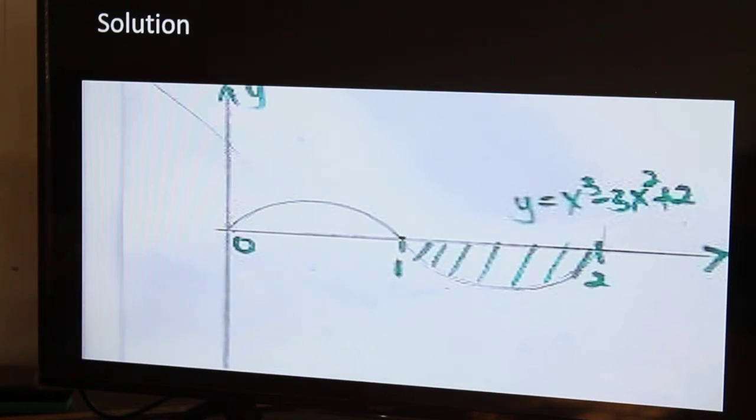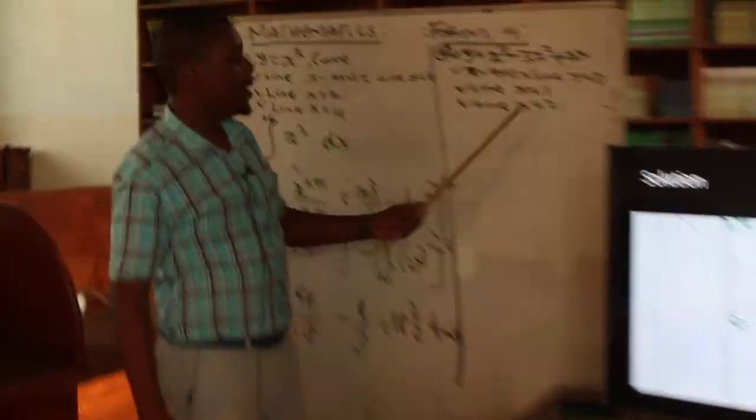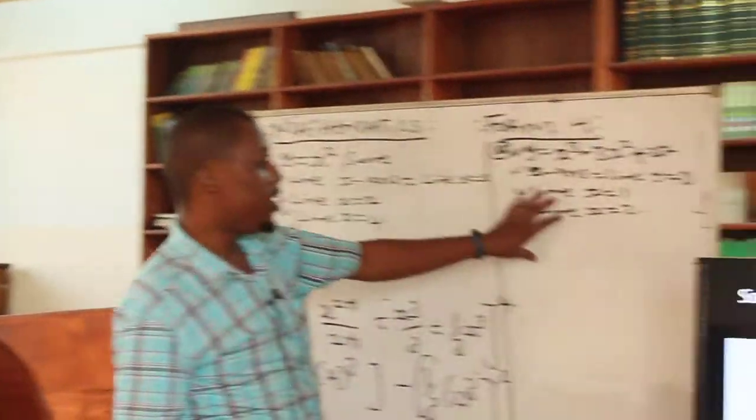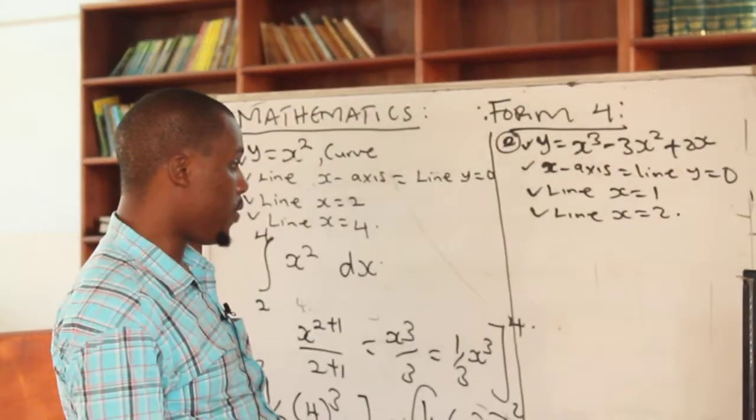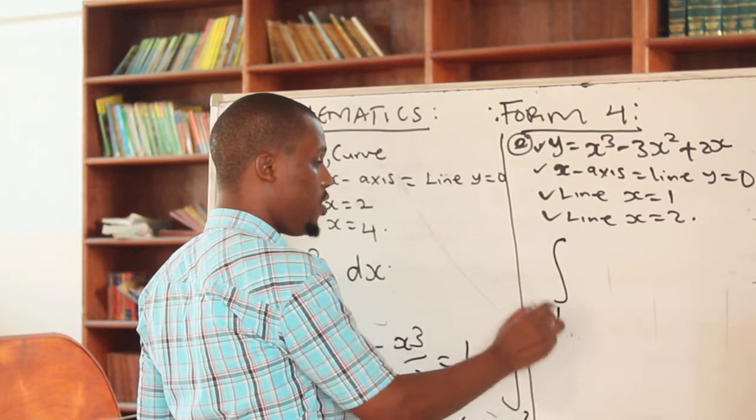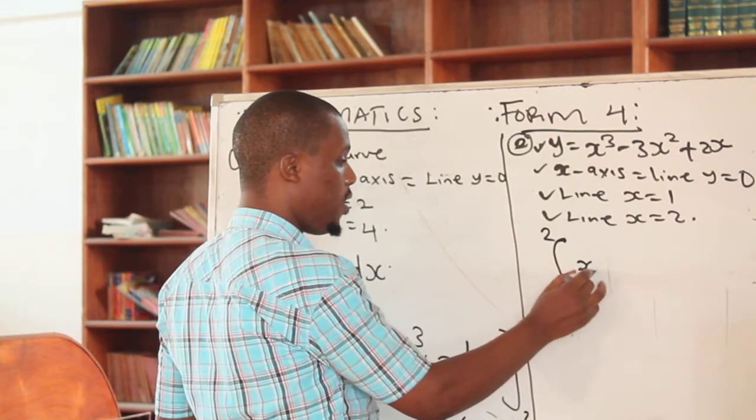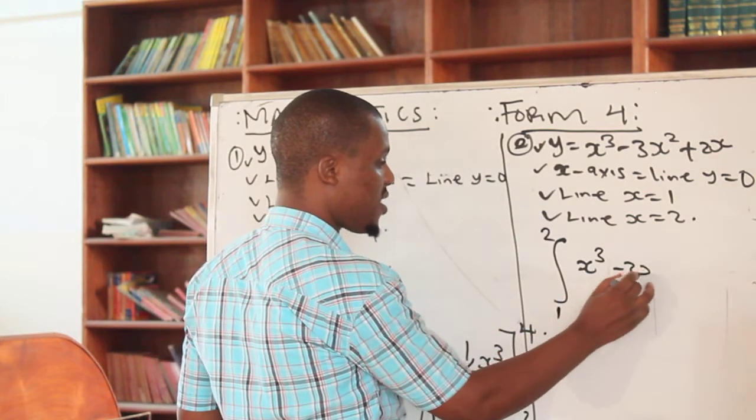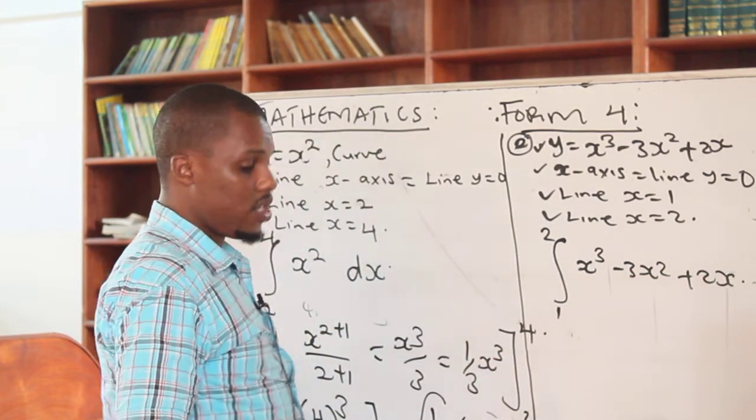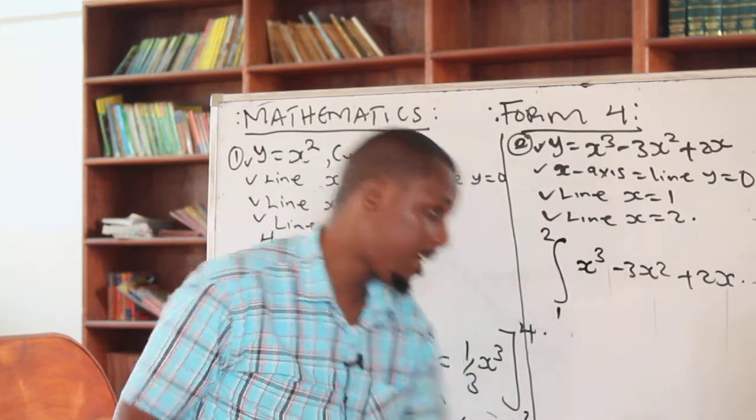So what you're going to do is that we take our equation, we integrate it with respect to x, and then we put the limit which you are given. Then we see what we are going to get. So we are good to go. So the limit is from where? It is from 1 to 2. And then we integrate your function, x cubed minus 3x squared, then plus 2x. So when you're performing this integration, the technique is the same.